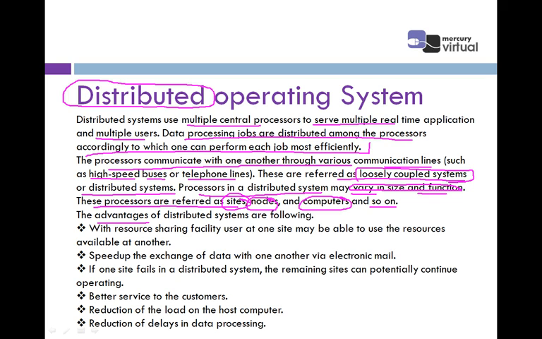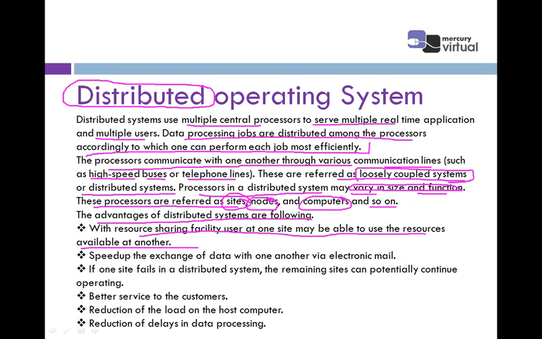The main advantages of distributed systems are the following. Now let's see what the main advantages, the benefits, are. Now let's see one by one. The first point says with a resource sharing facility, users at one site may be able to use the resources available at another site. Like we are using the same link, the same resource. You are getting these PPTs, these materials. So this is a resource sharing facility.